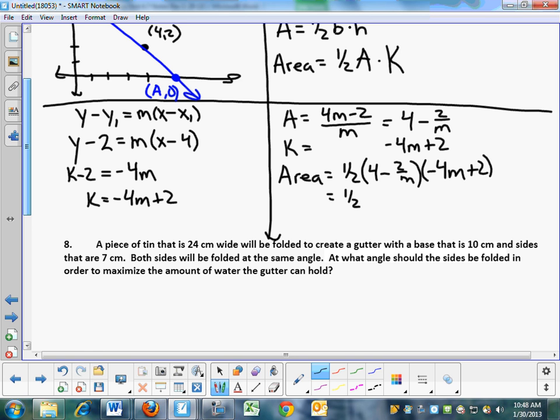What should we do with all that? FOIL it all out, so we'll have 1/2 times, what's 4 times negative 4m? Negative 16m. Good. 4 times 2, plus 8. What is negative 2 over m times negative 4m? Plus 8. And what is negative 2 over m times 2? Negative 4 over m. I could combine these like terms, can't I? So I'll get negative 8m plus 8 minus 2 over m.